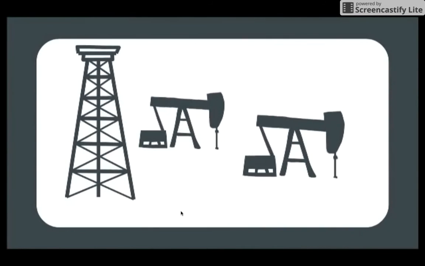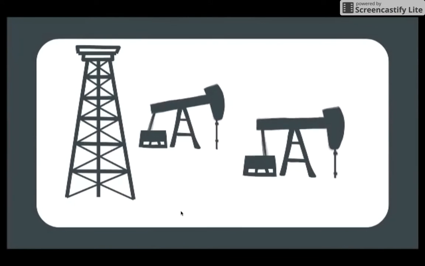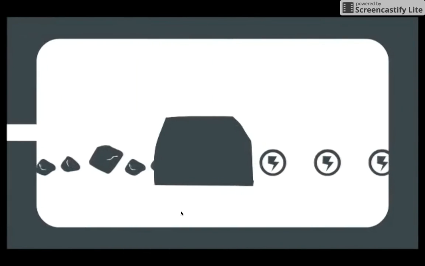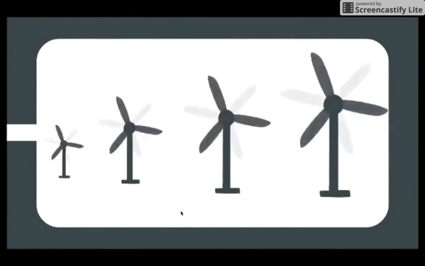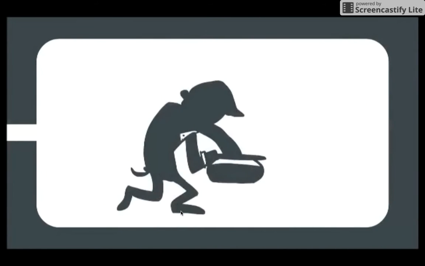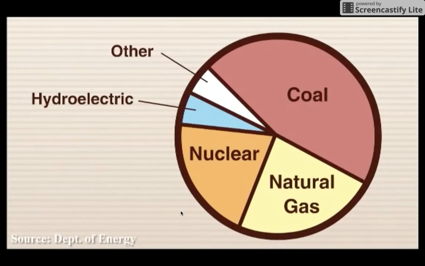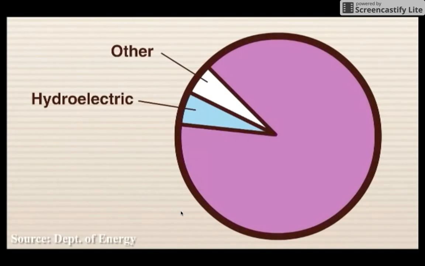Every day, researchers work to find innovative ways to use our limited resources, process raw materials, harness renewables more efficiently, and find entirely new energy sources. Today, the majority of America's electricity comes from thermal power plants.